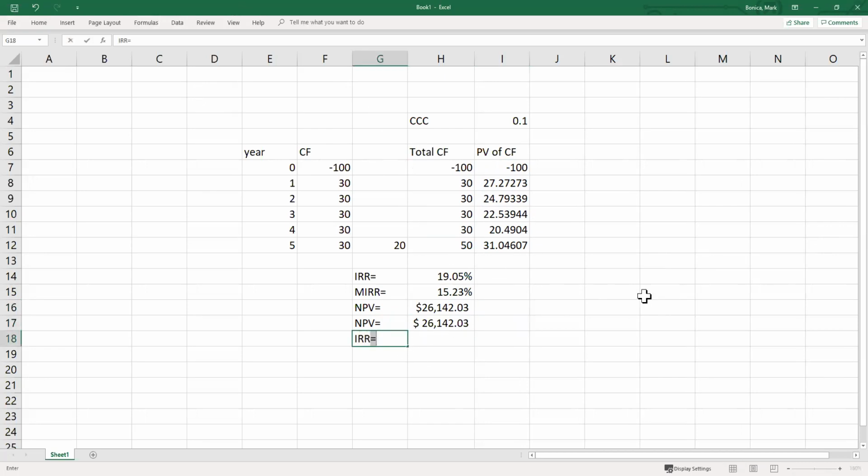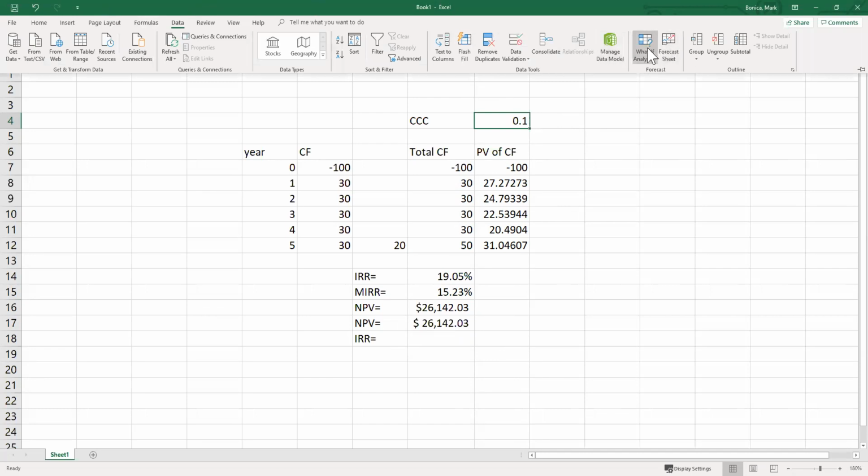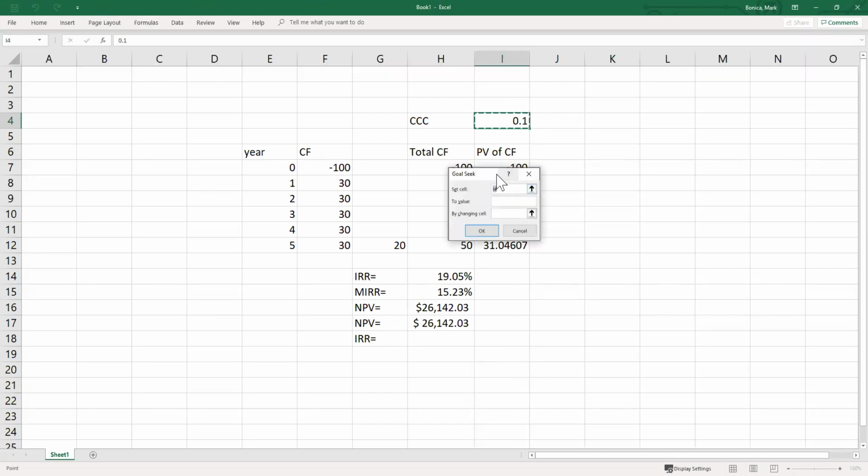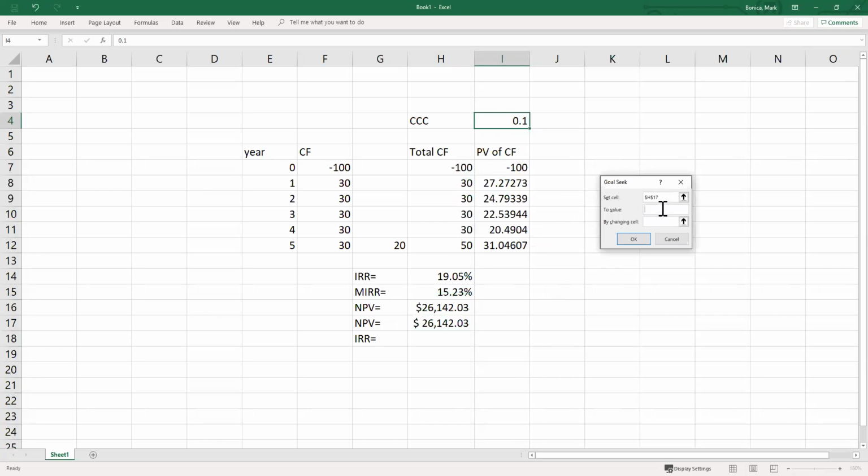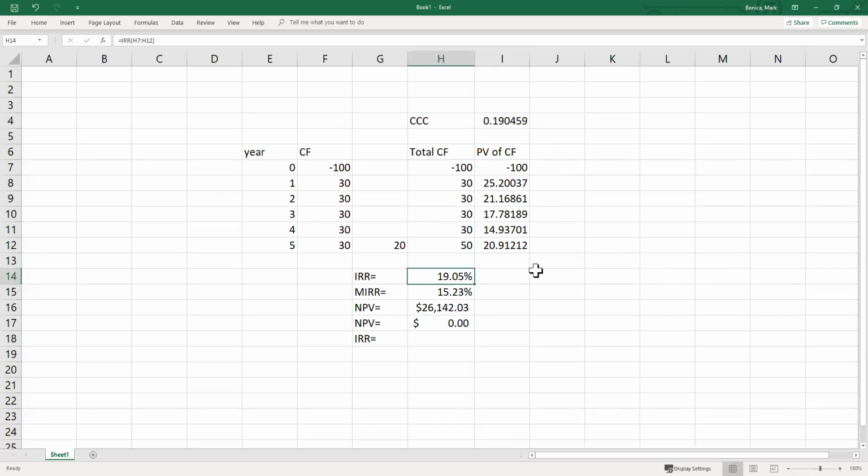And then to manually calculate the IRR, we use the goal seek, what if analysis, goal seek. We're going to set the NPV equal to 0 by changing the cost of capital, which will become our IRR. And so our IRR goes to 19.05%. So there you go. That would be the IRR. That matches up with this IRR. So there's a couple of different ways of doing things.